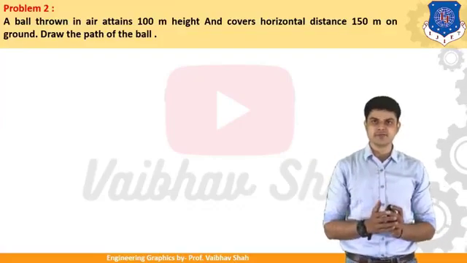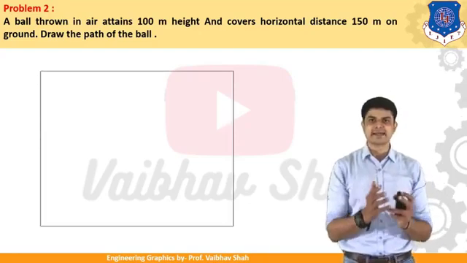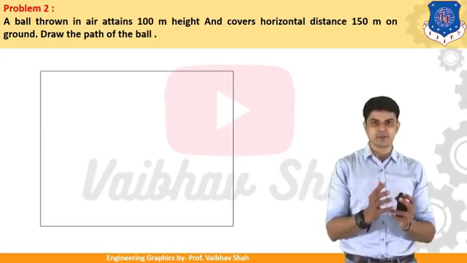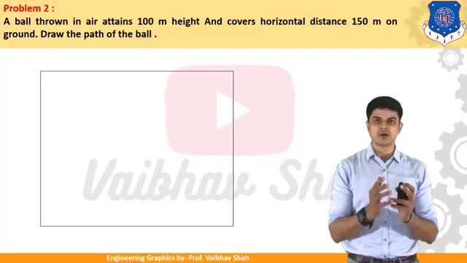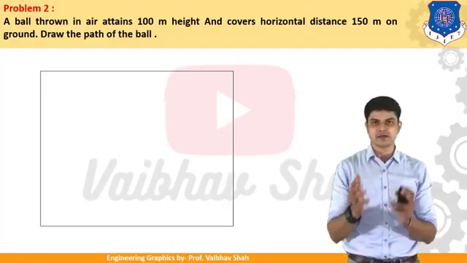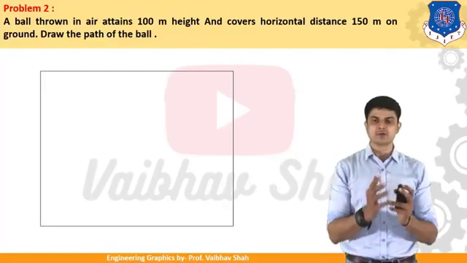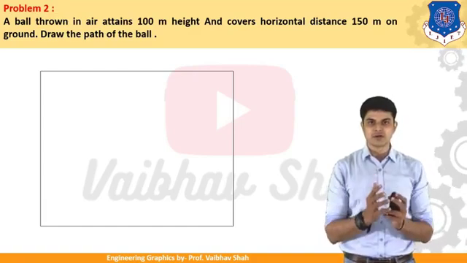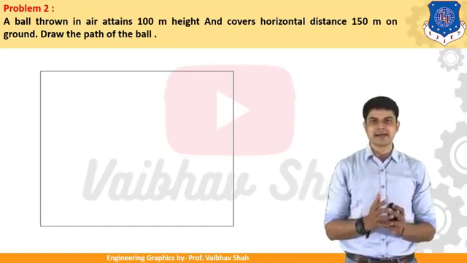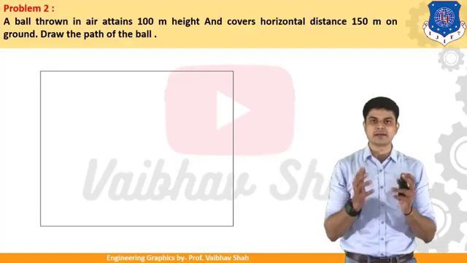Here we will be using a method known as the rectangle method in order to draw a parabola. This method is also known as the oblong method to draw a parabola. So we should construct one rectangle with length equal to the total horizontal distance covered by the ball and height equal to the total height attained by the ball.